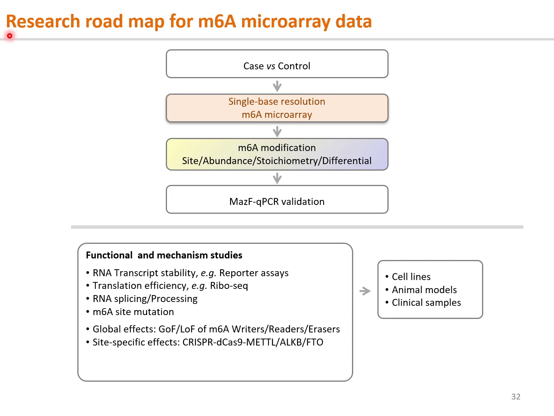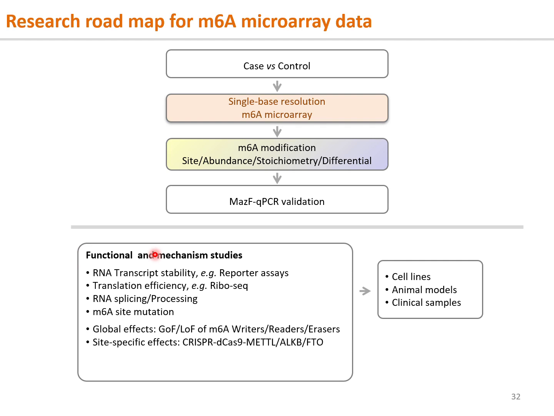The m6A microarray project is typically set up to compare two conditions, such as case versus control, disease versus healthy, or before versus after treatment. At least three biological replicate samples are grouped for each condition. Armed with the m6A microarray data, the differentially modified m6A sites, abundances, and stoichiometries are identified for further validation by MazF qPCR. These m6A sites and RNAs can be further studied for their biological functions and mechanisms of action.